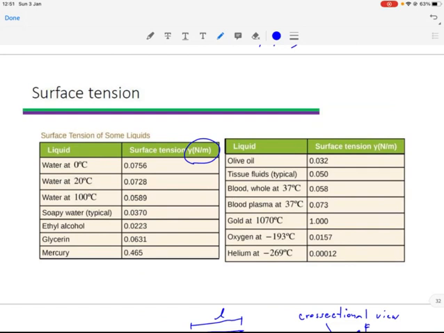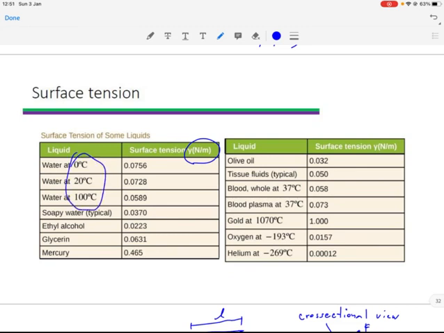This is surface tension, and it is different between types of liquid. You see that water has a surface tension of about 0.07. And soapy water, if you put the soap in, it decreases. And also ethanol has a very much smaller surface tension. For example, it really depends on the type of liquid, and also the temperature.